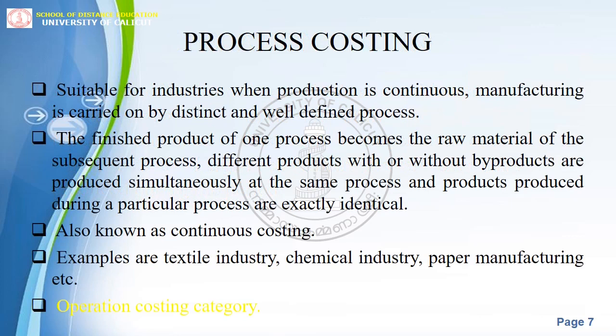Under this method, all costs are accumulated for each stage of production, ascertained at each stage of production by dividing the total cost of each process. This method is applicable in those industries where manufacturing activity is carried on continuously by means of two or more processes. The output of one process becomes the input of the following process. For example, paper industry, chemical industry, textile industry, and sugar industry.